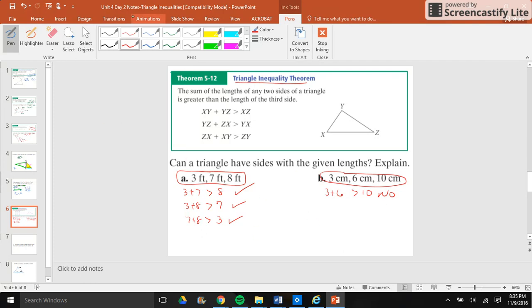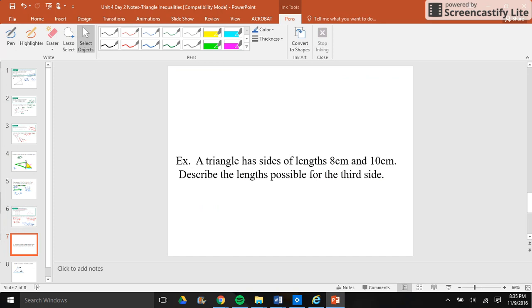Basically, in theory, all you really have to do is check that the 2 smallest sides must have a sum that is greater than the largest side. So really, if anything's not going to work, it's going to be that the 2 smallest sides don't add up and end up being greater than the third side.